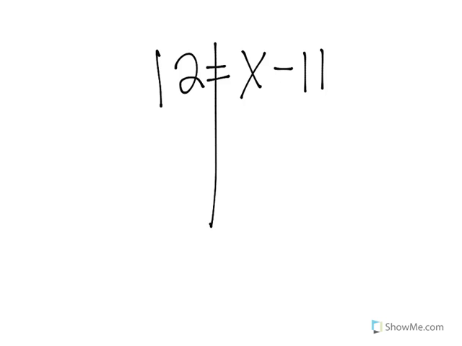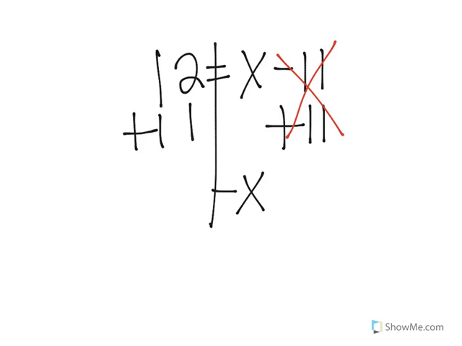So again, draw your line down your equal sign and ask yourself what is going on with x. 11 is being subtracted from x. So to get rid of that minus 11, I have to do the opposite operation, which is addition. So I'm going to add 11. Whatever I do on one side of the equation, I have to do on the other side. My 11s then cancel each other out, and I am left with just x.